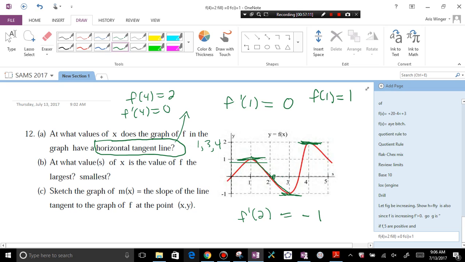Good. What values of x is the value of f the largest? The maximum is at 4. What is the maximum? 2. So the maximum looks like it's in this area. The maximum occurs at 4. The maximum value is 2. The minimum value? What is the minimum value? Negative 1 is the minimum value. It occurs at 3. Good.